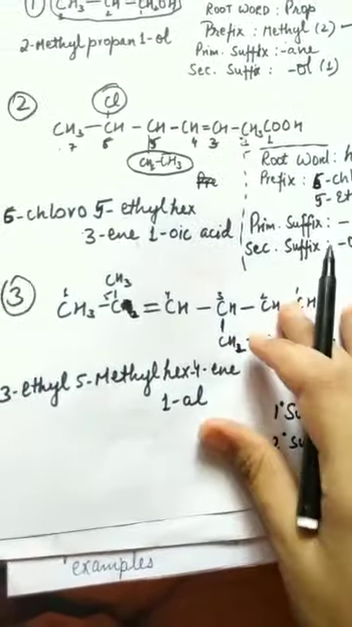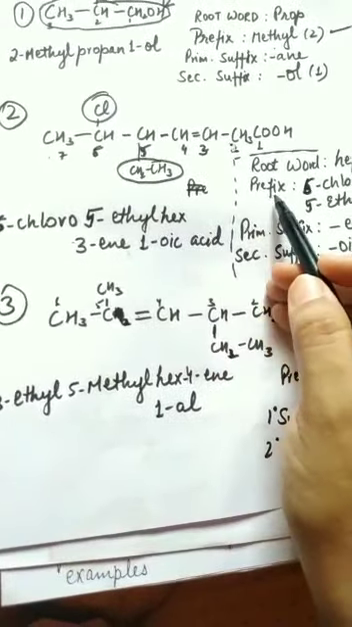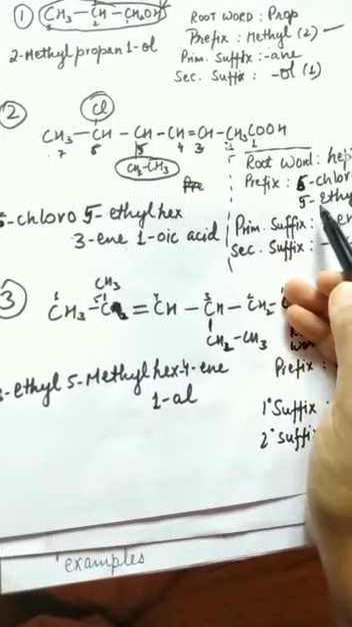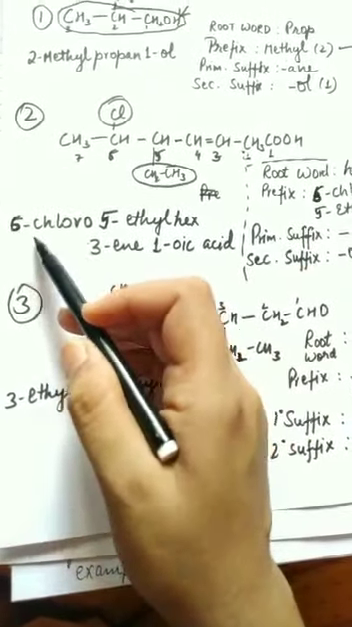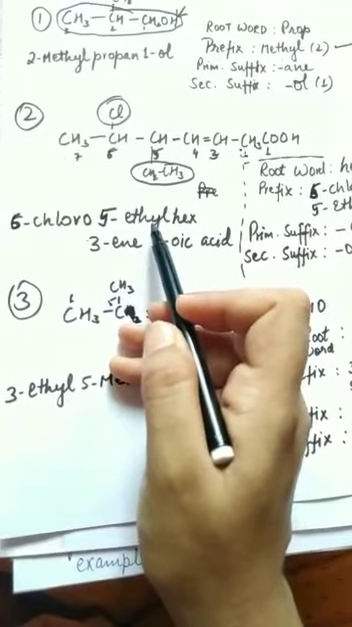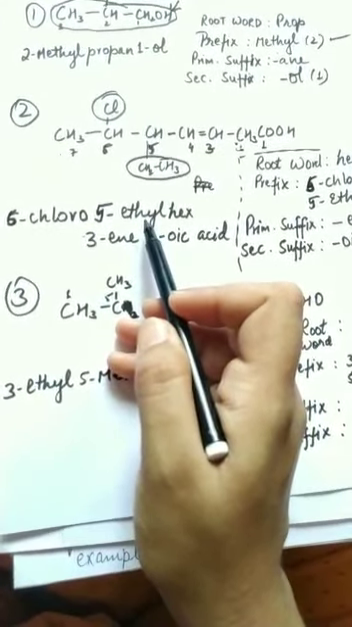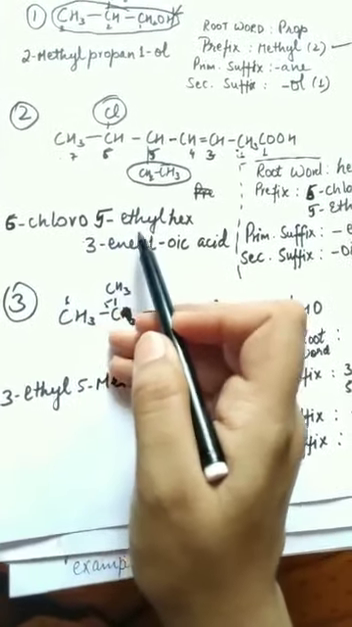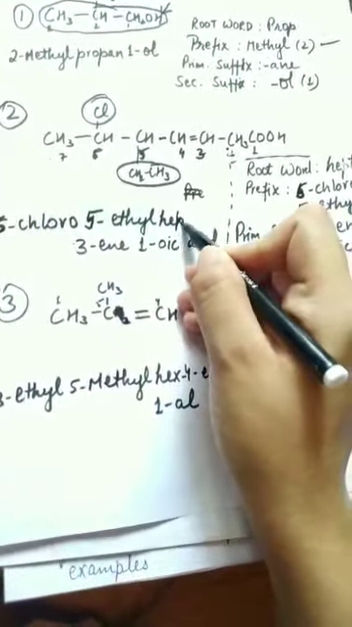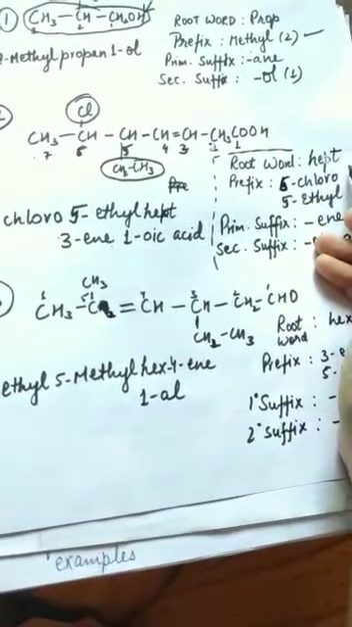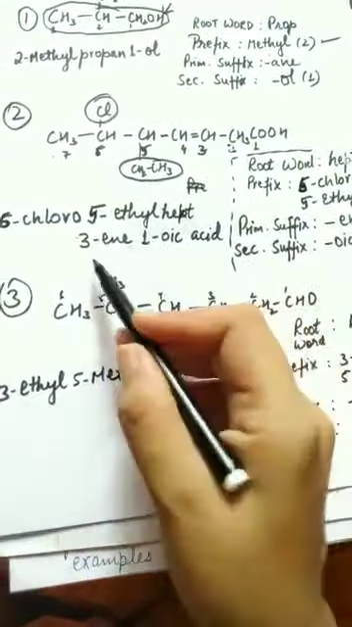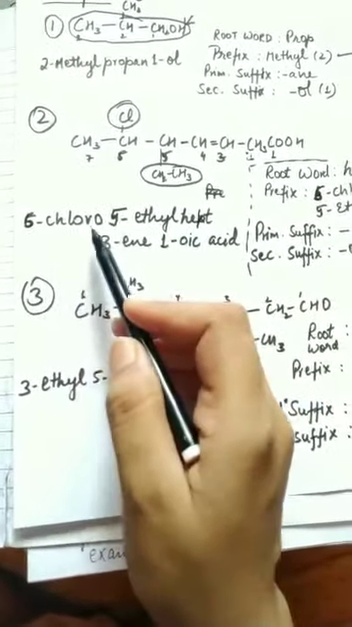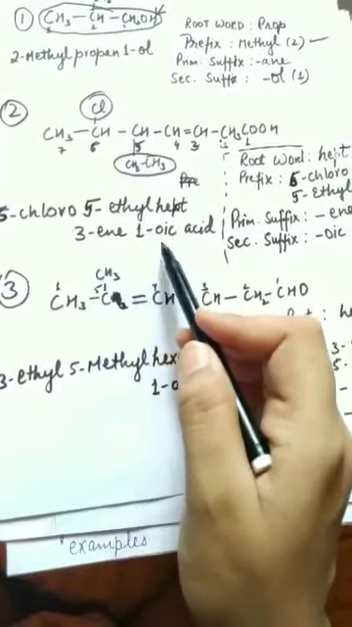Now we will write the name. First we will write the prefix. What are the prefixes? Chloro and ethyl. 6-chloro, 5-ethyl, right? We will also write it in alphabetical order. So C comes first and after C, E comes. So 6-chloro, 5-ethyl, and this is hept. Then comes the root word hept. Then 3-ene and 1-oic acid, right? So it will become 6-chloro-5-ethylhept-3-en-1-oic acid.